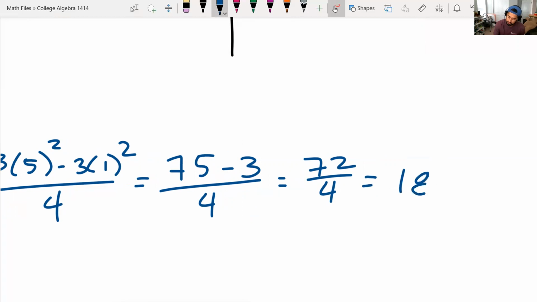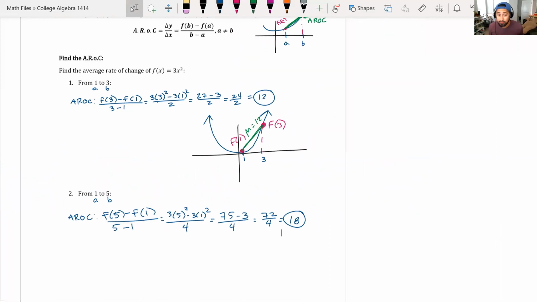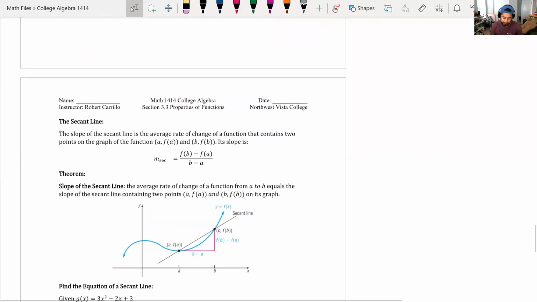So all we're saying is that the average rate of change, or the slope from 1 to 5, is 18. It's increasing by 18 units. All right, that's not bad. That was fun. Okay. All right, last page.